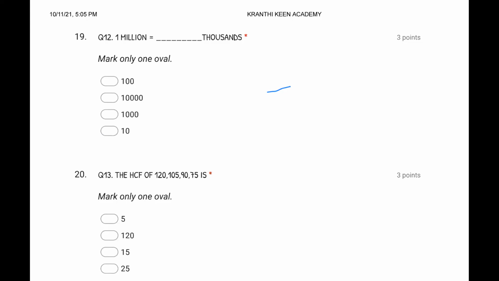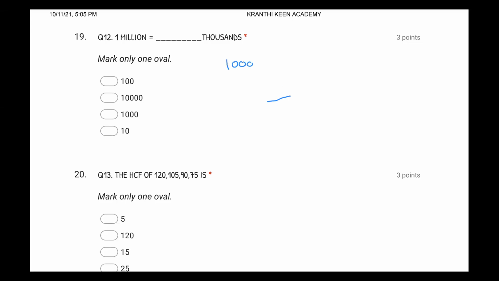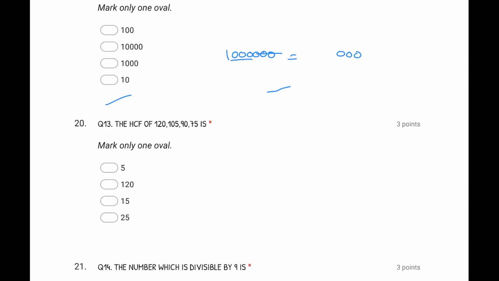1 million equals to dash thousands. 1 million means how many zeros? 6 zeros. 1000 means 3 zeros. If you cancel 3 zeros, how many thousands? Thousands. And the HCF of 120, 105, 90, 75.